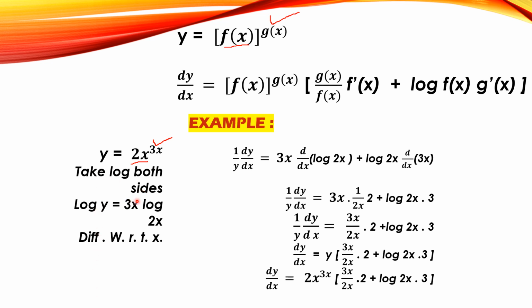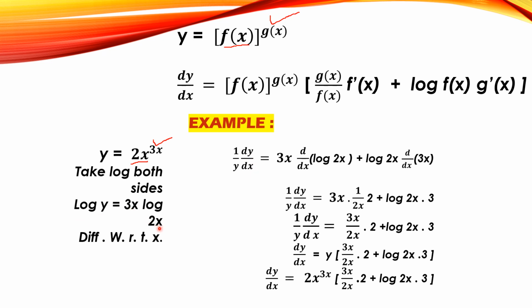What you do is take log on both sides. You will get log of y is equal to, bring the power in the beginning because you are taking log, 3x log of 2x. Now differentiating with respect to x, what will you get? Log of y, the derivative will be 1 upon y dy by dx is equal to.